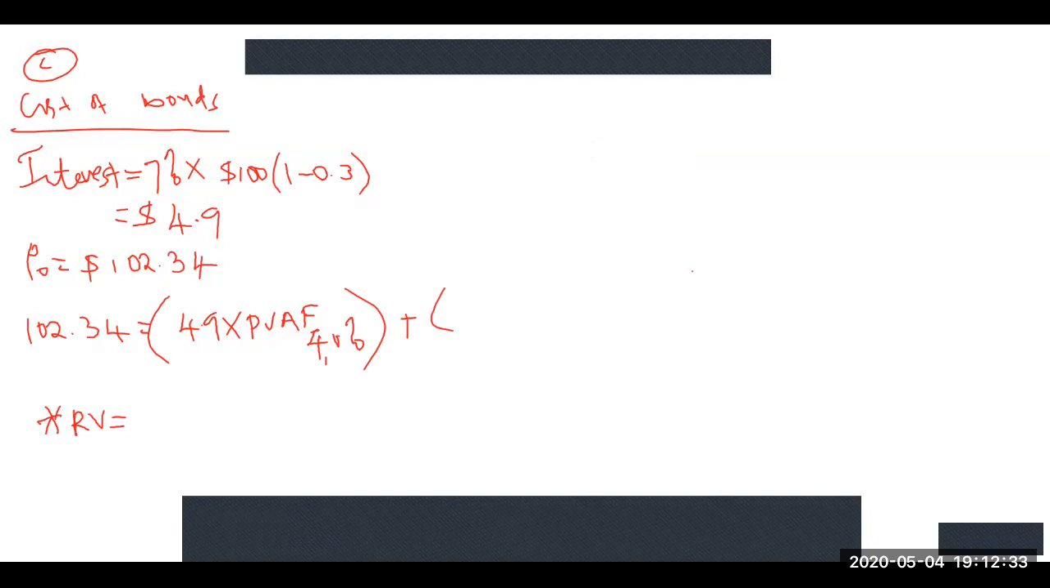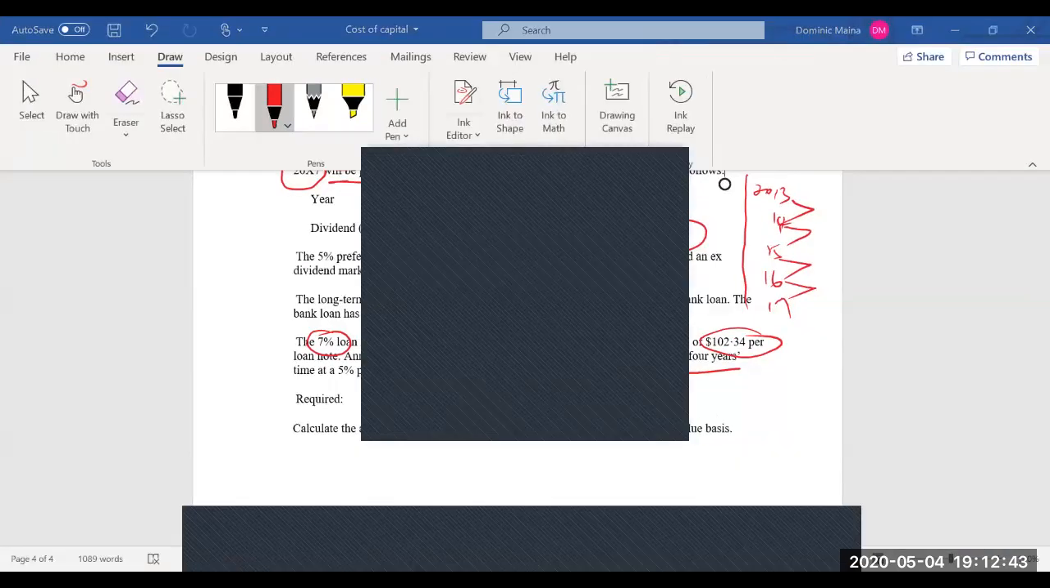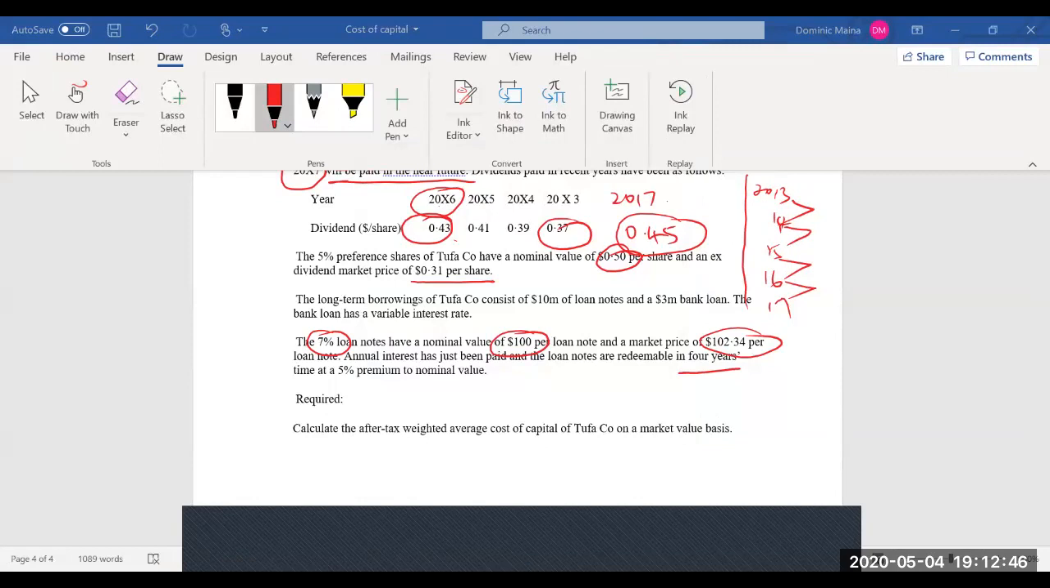Maybe that could have been a mistake because, don't forget, in the final year, if you check the question, it is telling us they can be redeemed in 4 years' time at 5% premium to their nominal value. So in the fourth year, you don't get the market value, you get the redemption value, because market value is today, year 0. So just take note of that.